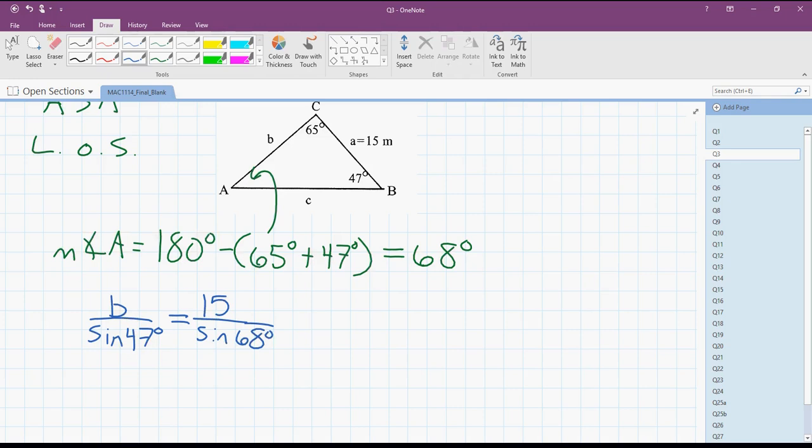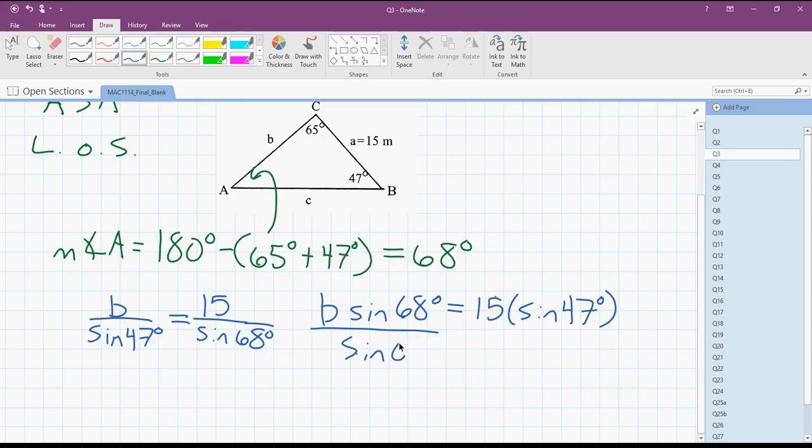So now all we do is cross multiply and then divide, just like what we did in the last problem. It's always these same steps over and over again. So B sine of 68 degrees is equal to 15 times sine of 47 degrees. And how do I get B by itself? Divide everything by sine 68 degrees.